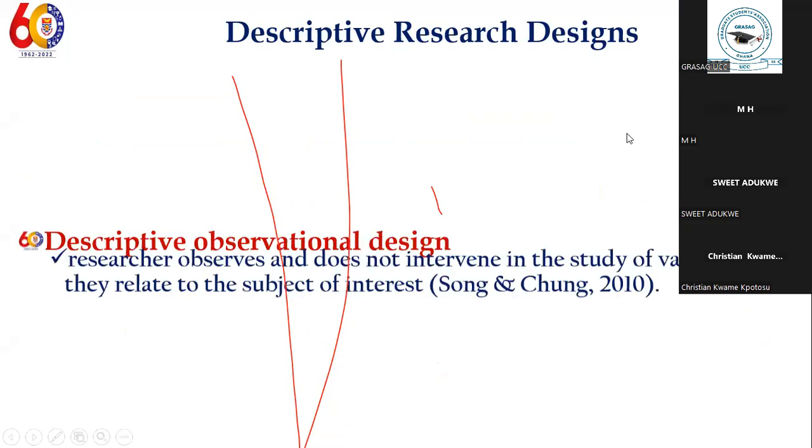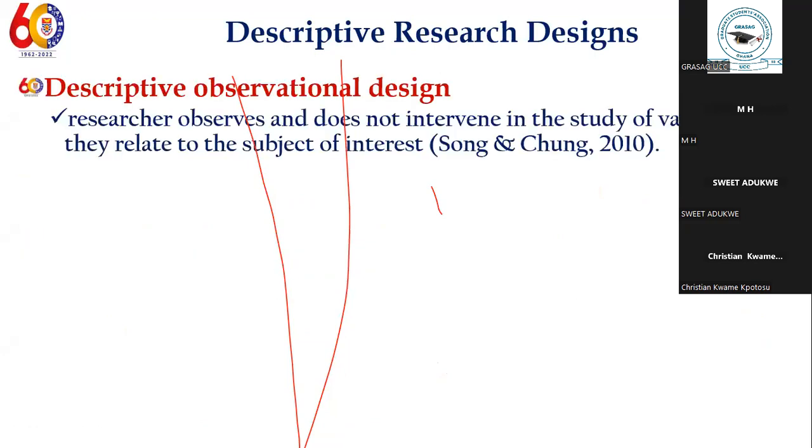Again, with the descriptive designs, we are saying that we have types. One type is the descriptive observational design. In this case, all the researcher does is to observe what is happening around or among a particular sample. So when we come into the students' domain, University of Cape Coast students, we want to see when a lecture is 6:30, how long does it take students to even come for lectures and settle?